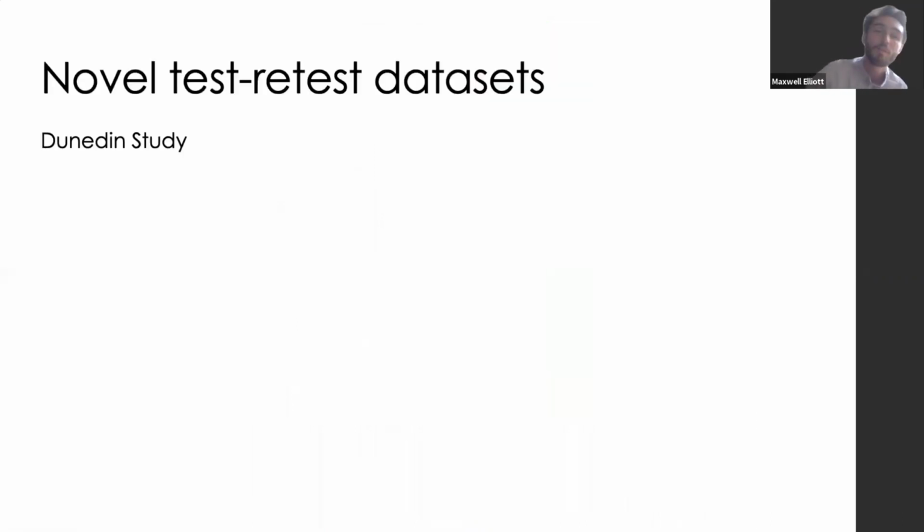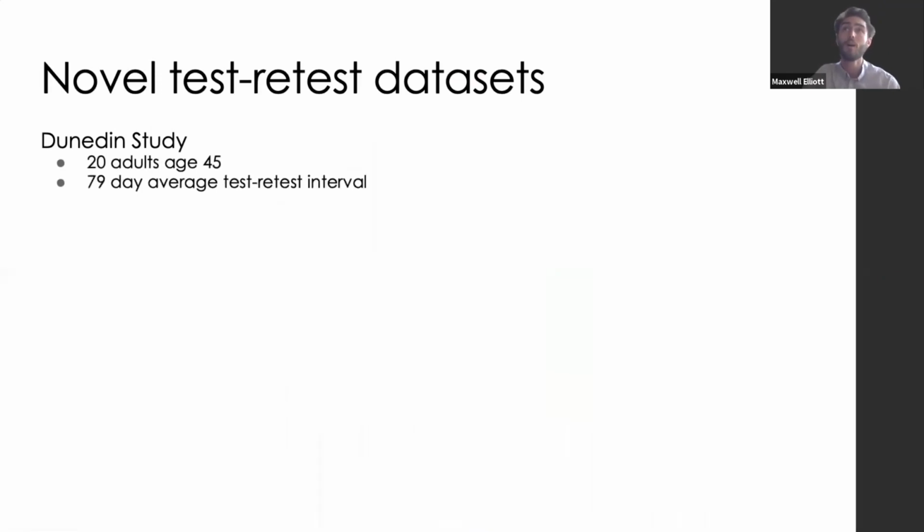So we followed up this study by running two new test-retest analyses in data sets that we had access to. The first one was the Dunedin study. In this study, we had 20 adults who were age 45. There were 79 days on average between test and retest interval. And we looked at 4 fMRI tasks that are very commonly used in the fMRI literature to look at individual differences.